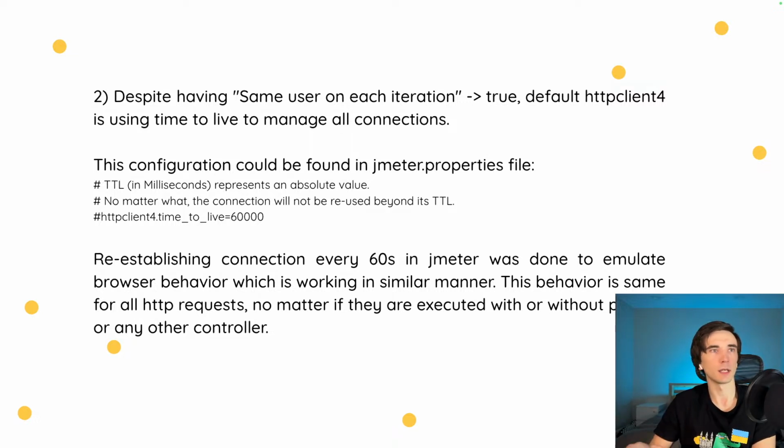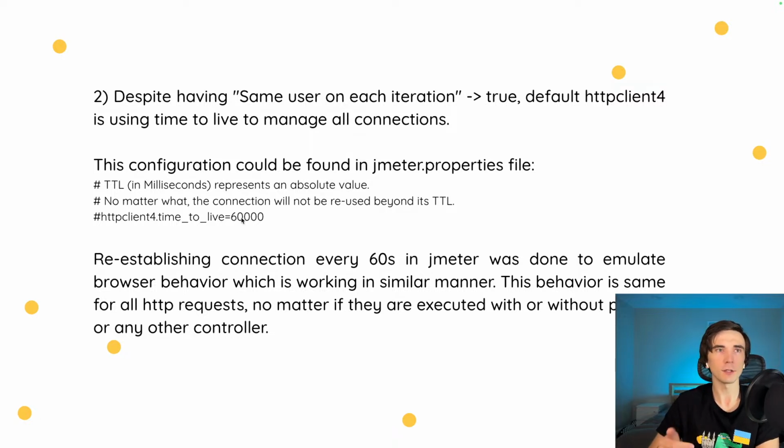But yeah, it doesn't matter in which controller, or is it parallel controller or just sequential calls, it will do it. So it was a surprise for me because I thought JMeter keeps the connection for a longer time. I checked the commit history, and it turned out that this behavior was also changed some time ago, just to emulate or mimic browser behavior, because I have also checked it manually.